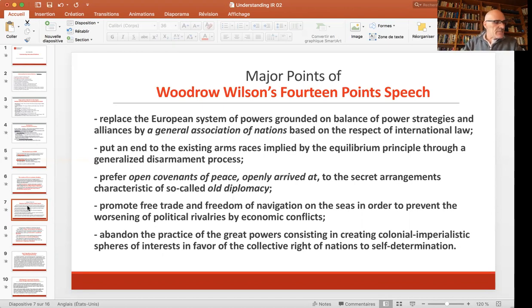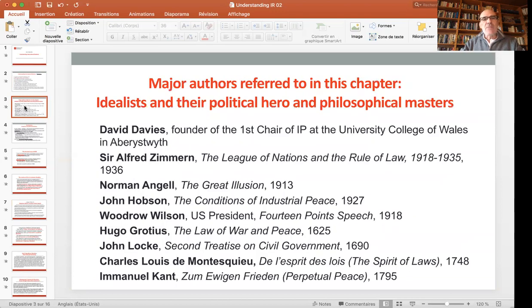Wilson's impact, Wilson's influence on interwar idealists was direct. For instance, the first chair of international politics created at Aberystwyth was held by Sir Alfred Zimmern, who notably published the book The League of Nations and the Rule of Law, 1918-1935, and this chair was called the Woodrow Wilson Chair.